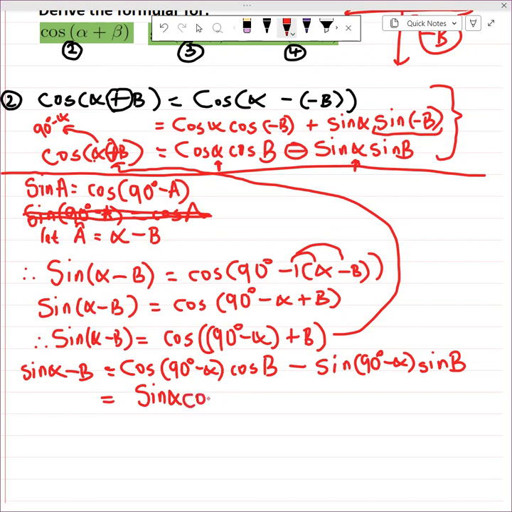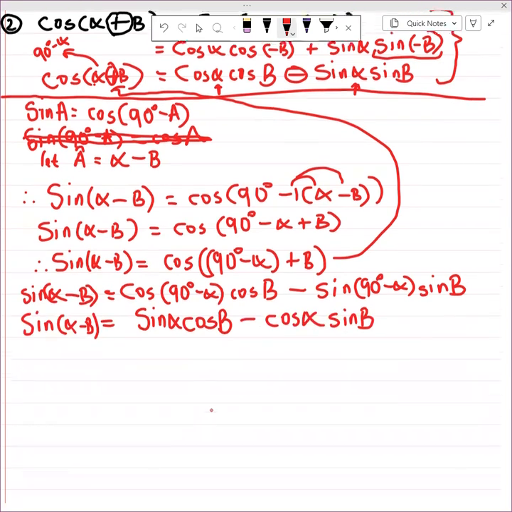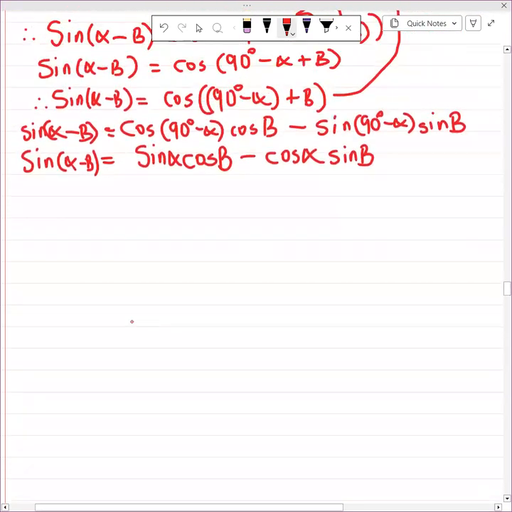Okay. Then you have cos B there. And then here, it's in the first quadrant, but sine changes to cos because of the 90 degrees. So you have minus cos alpha sine beta. And then you have proven this identity of sine alpha minus beta. Sine alpha minus beta is basically sine alpha cos beta minus cos alpha sine beta. Okay. And then from this one, we can now easily prove the one of sine alpha plus beta.